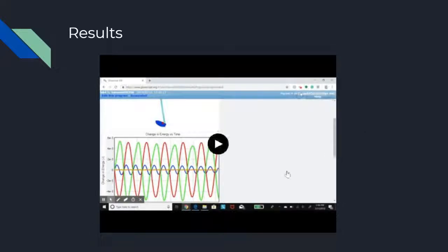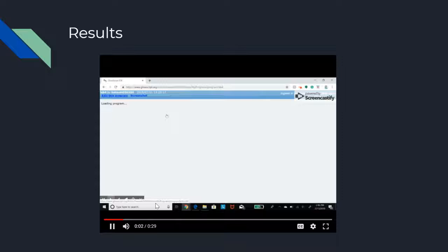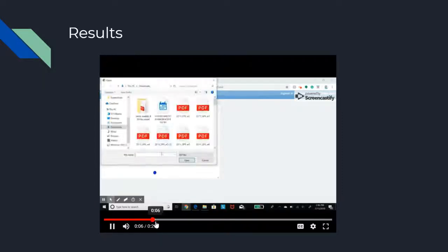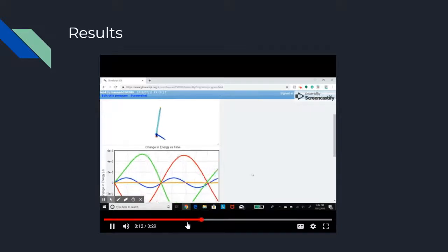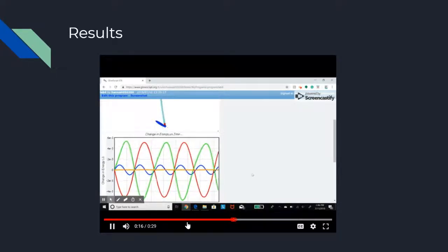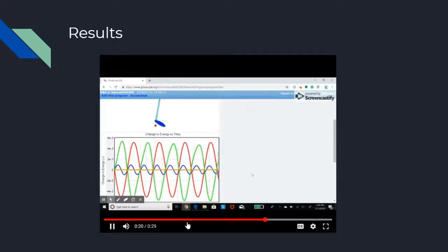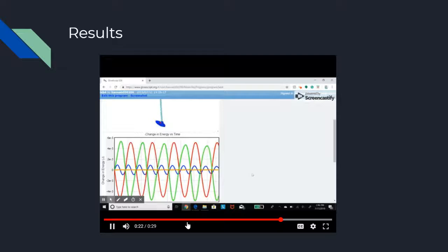Here is the result from the Python code. In this video, the kinetic energy is represented by the blue line, the gravitational potential energy is red, the spring potential energy is green, and the total energy is in orange.